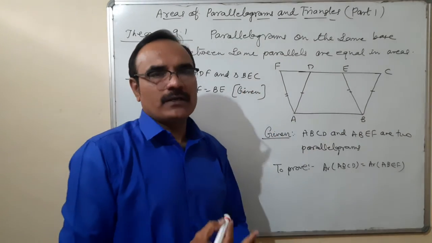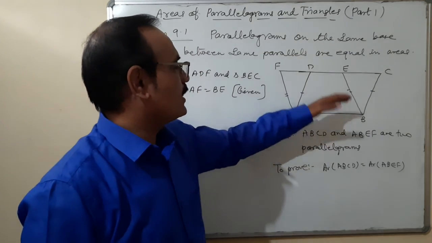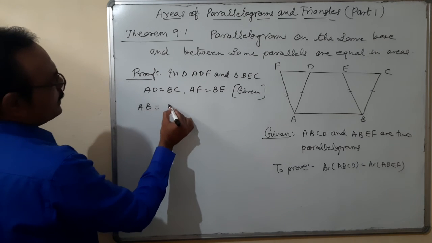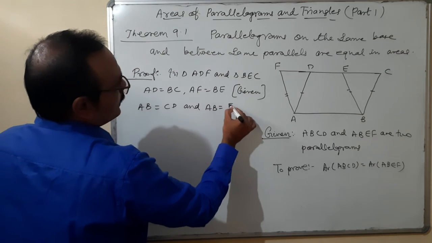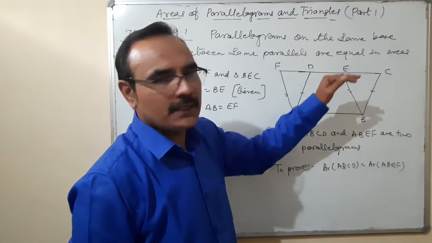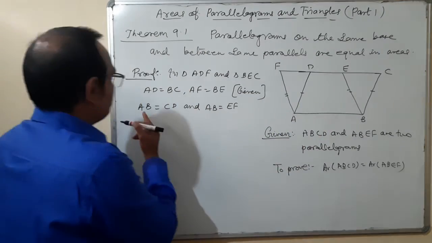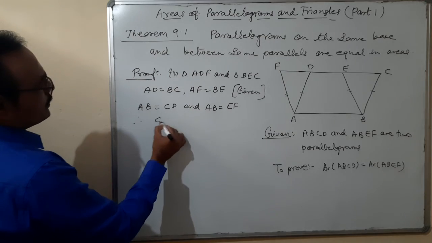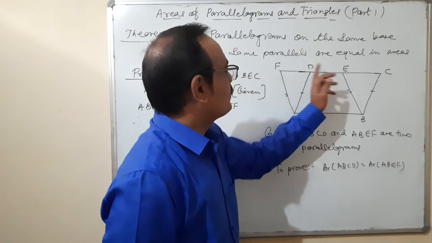Now two sides are equal. Let us discuss the third side. Since ABCD is a parallelogram, AB is equal to CD. Because ABEF is a parallelogram, AB is equal to EF. So AB is equal to CD, AB is equal to EF. That means CD is equal to EF.